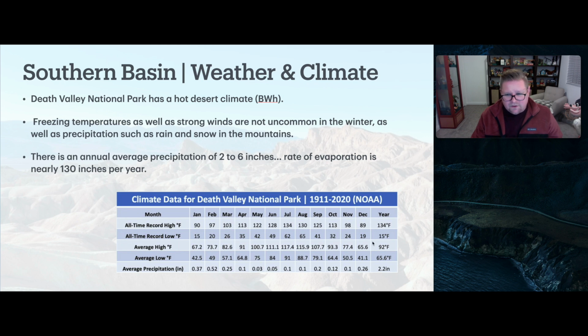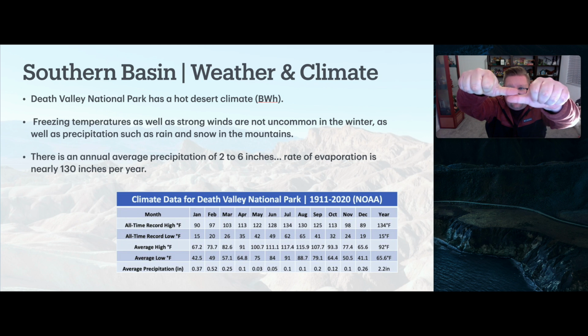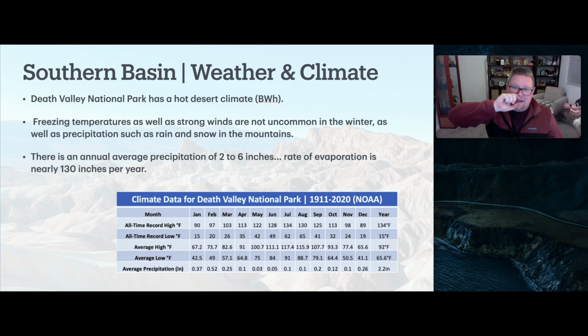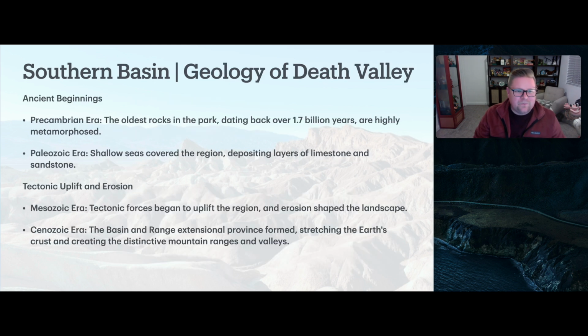So what do we have here? All-time low was 15 degrees. The average high is 92, the average low is 65, and on average about 2.2 inches of rain per year. An inch is the thickness of my thumb, so you're looking at that much rain. It's standing, but it's in a big area, so it is quite a bit.